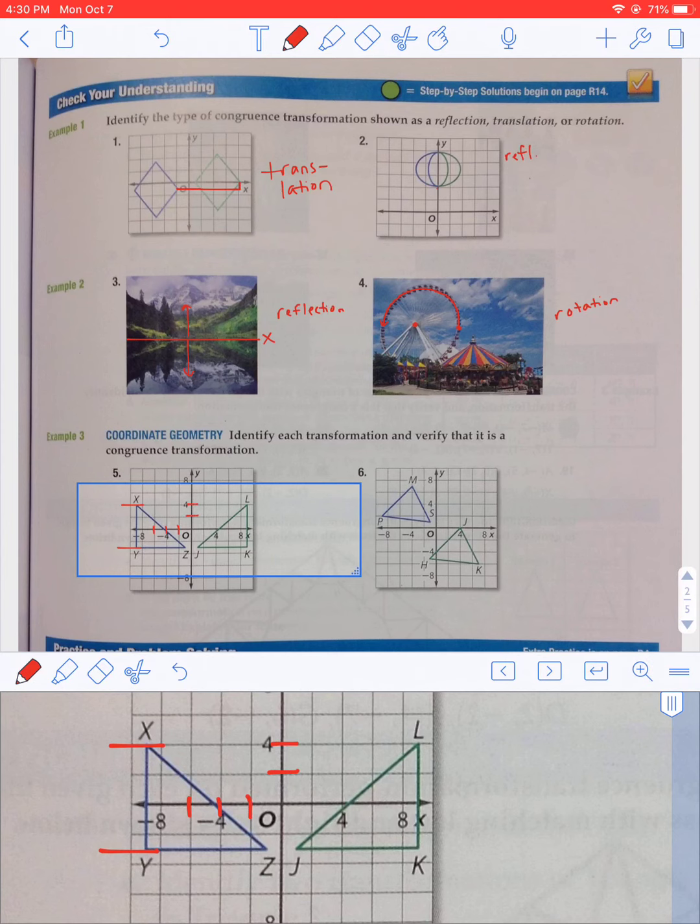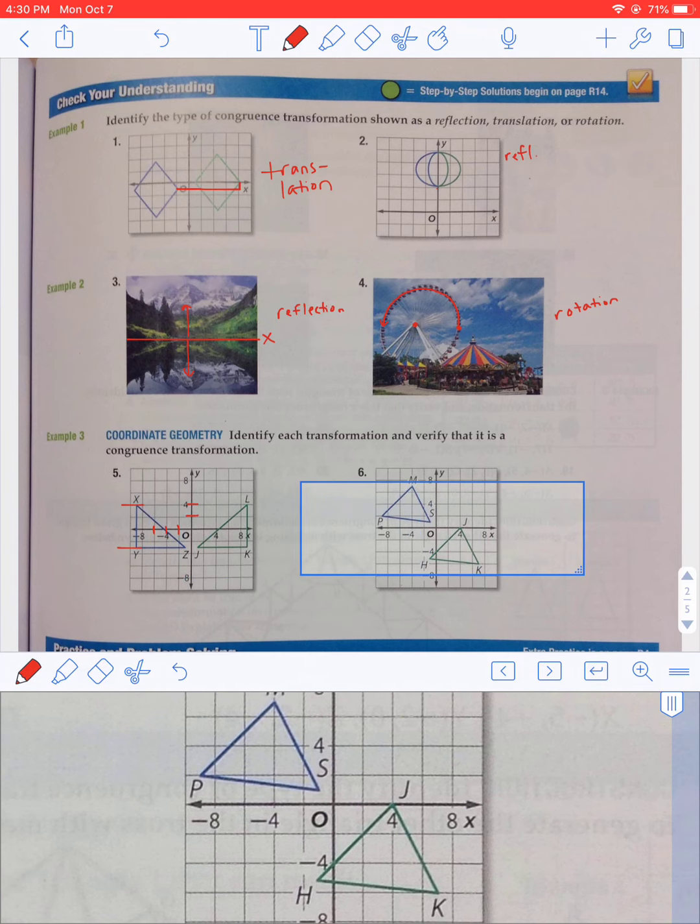So just kind of keep that in mind when you're counting, all right? So I'll let you handle that. And then over here, not so easy, because I don't have any that I can just count, okay? All of them are slanted. So what I'm going to have to do is the distance formula over and over again, okay?